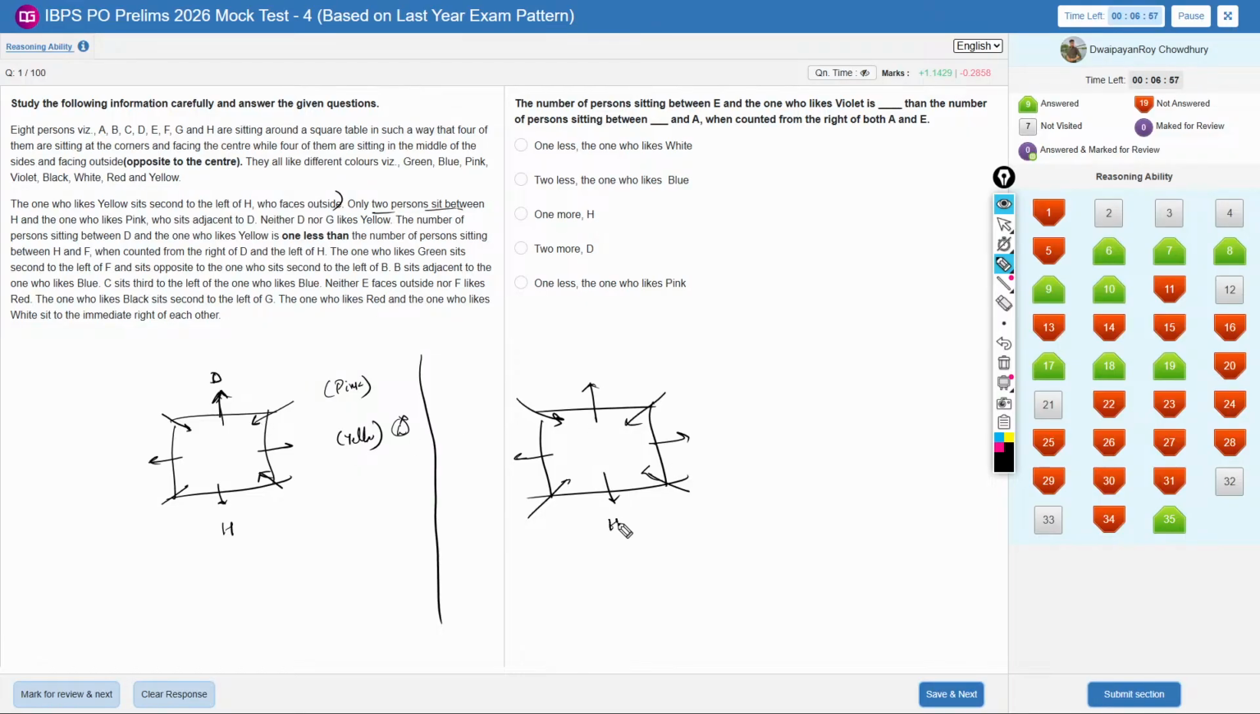I think I will not do this one, but YOLO and only two between H and pink, right? Pink here. The number of persons sitting between D, right of D. Okay. D and YOLO. Right of D. So 1 to 2 between whom? H and F. Left of F. So 1, 2, F here.